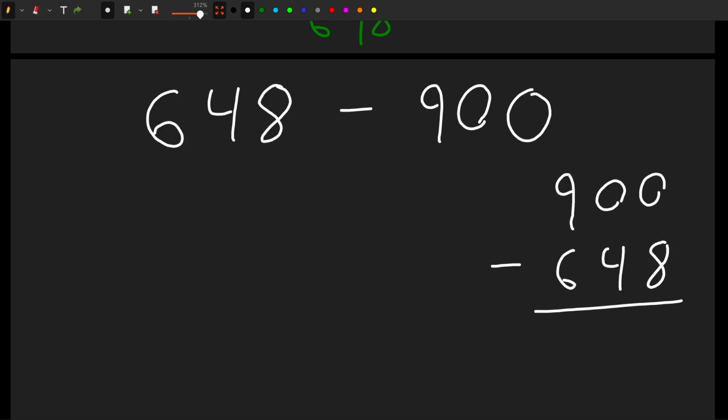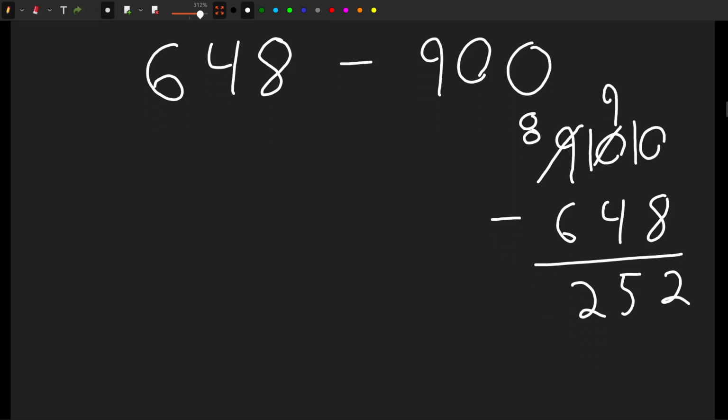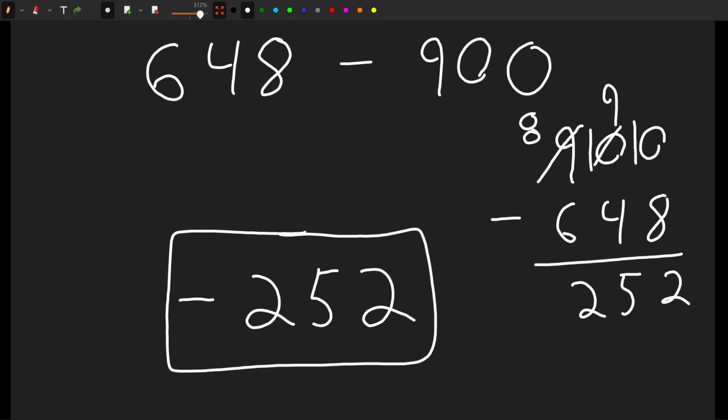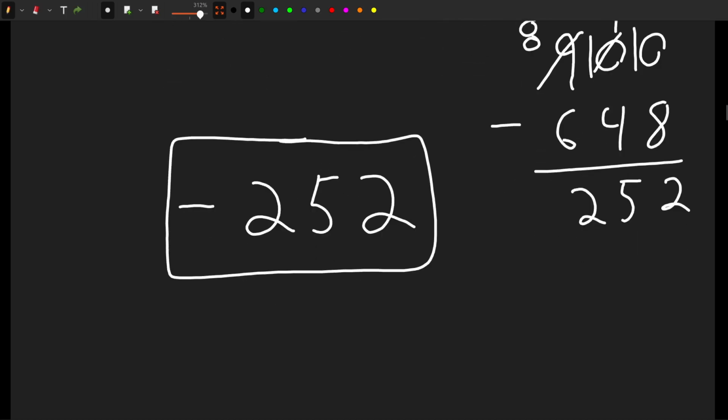Figure out what our negative number is here. This is going to turn into an 8. I'm going to get 10, 9, 10 again. 10 minus 8 is 2. 9 minus 4 is 5. 8 minus 6 is 2 again. And we're going to be left with an answer of negative 252. Okay, halfway there. We have a few more problems to do.